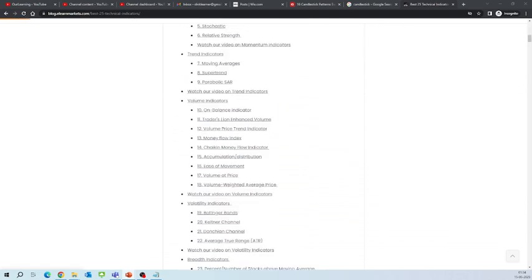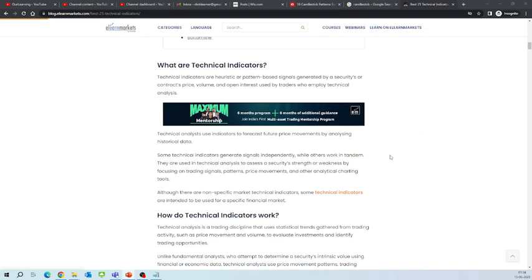So what are basically technical indicators? According to this site where I was checking, they are saying that technical indicators help you to forecast price movements by analyzing historical data. It means that you can work on the historical data, and it will give you some predictions about the forecast coming in the future.